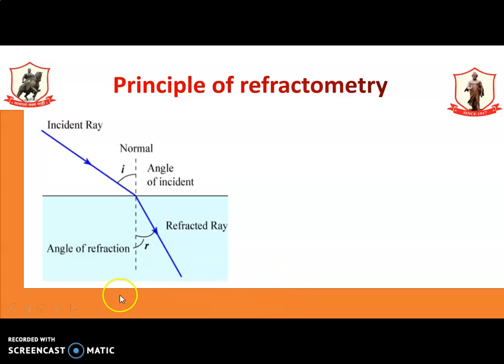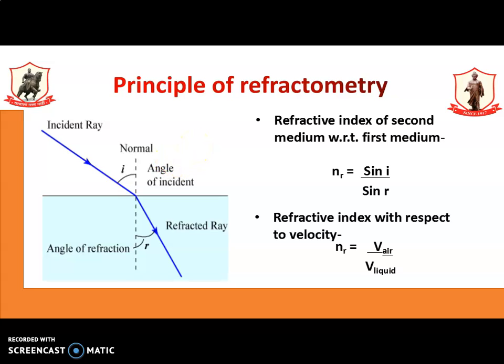The angle between the incident ray and the normal to the dividing surface is the angle of incidence, whereas the angle between the refracted ray and the normal to the dividing surface is called the angle of refraction, which is represented as r, and the incident angle is represented as i. So the refractive index of the second medium with respect to the first medium can be written as eta R equals sin i upon sin r. Refractive index with respect to velocity can be written as eta R equals velocity of air divided by velocity of liquid.